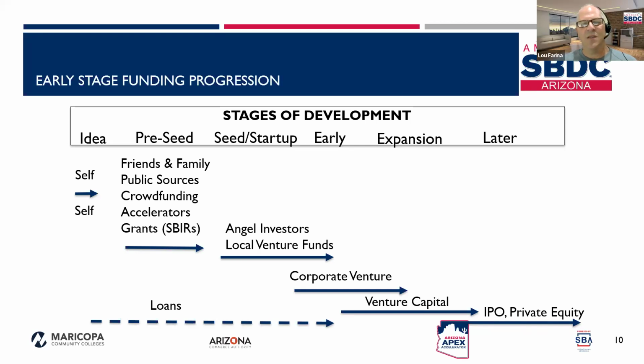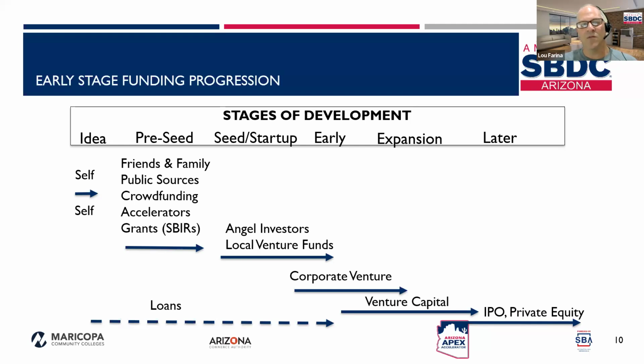And then we get into the next stage, which is the pre-seed round or pre-seed stage. This is when you may go to friends and family. You may go to some other public sources. You may utilize crowdfunding. You may get involved with an accelerator, or you may be able to pick up a grant here and there, or an SBIR. So that's a lot of activity, a lot of different options to help get you going.